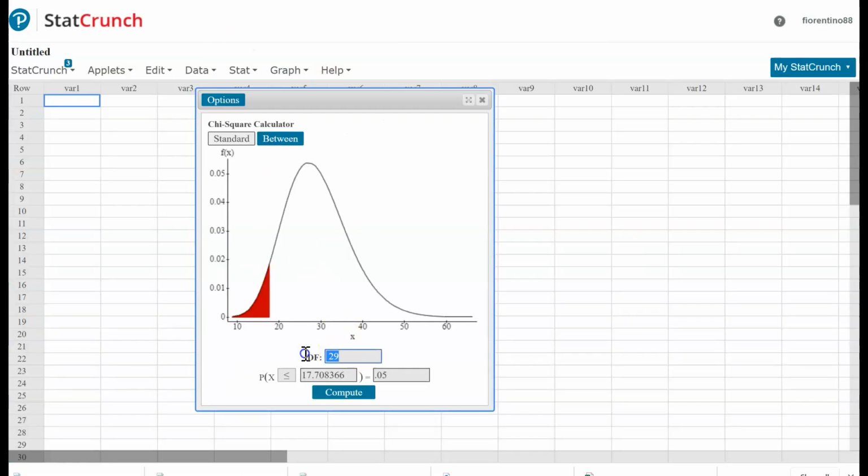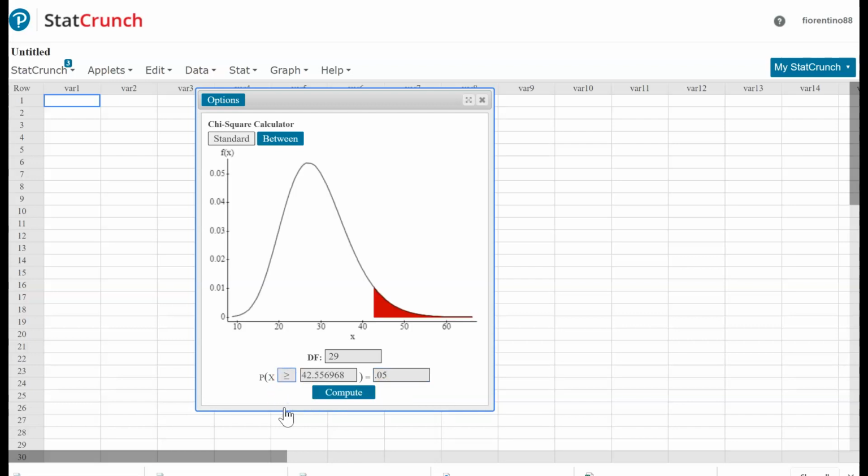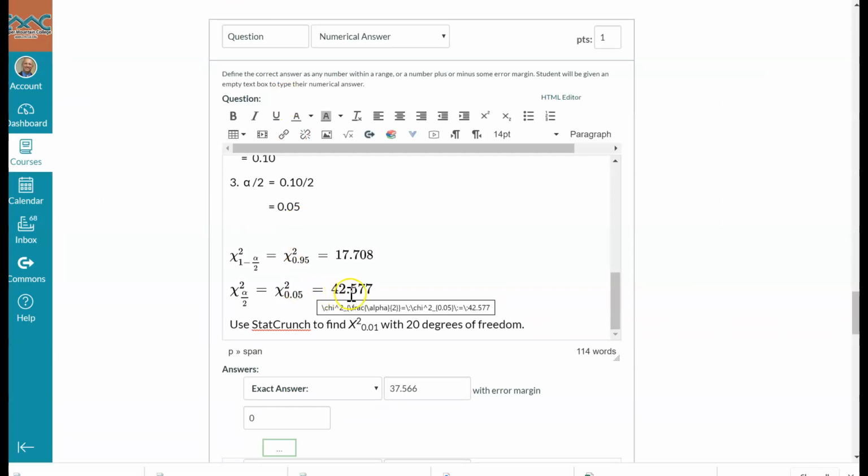Now let's go back and delete everything again. We're going to again put in 29 and 0.05, but now we're going to change our less than or equal to a greater than or equal to. And so now what it's saying here is that there is 5% to the right, which means that this is 95% all the way up to here, and then our critical value here is going to be 42.557. And if we take a look at our critical value to the right, at 0.05, it gives us 42.557.